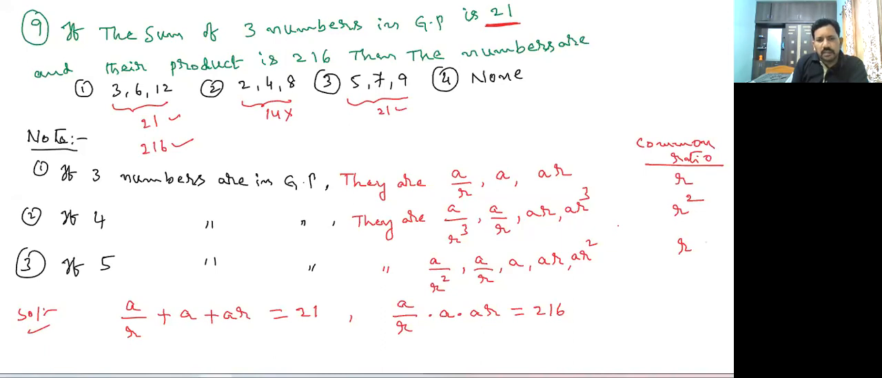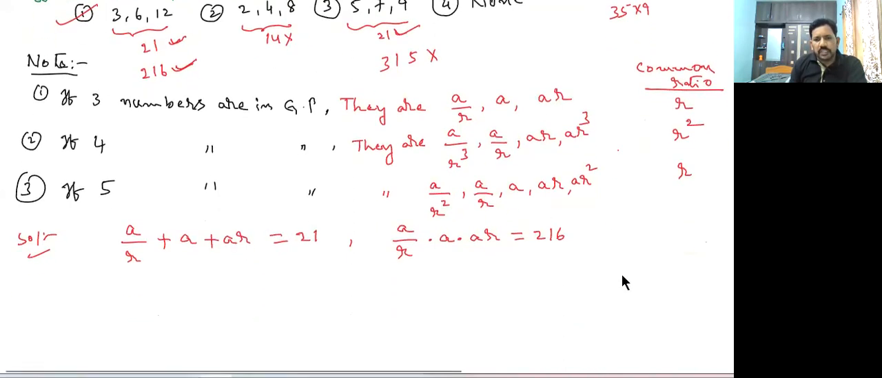But here, 35 into 9, how much? 9 5s are 45, 315. So the product is not matching. Only here sum and product are matching. So the answer is the first option. In the examination you can do like that. But when we are discussing in classwork, we can't do like that.